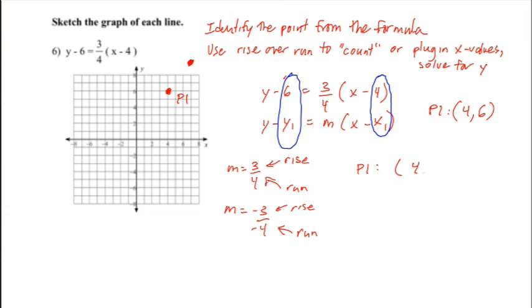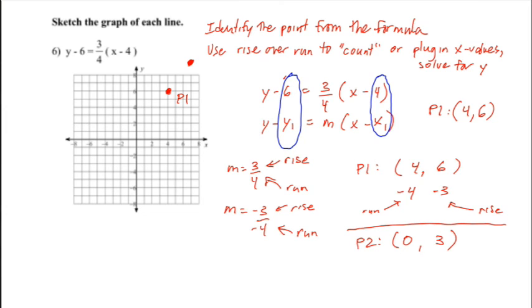Our point is 4, 6. We're going to add our run value to the x, and we're going to add our rise value to the y. And we're going to come up with P2 is equal to 0, 3. We're going to place that on our graph, 0 and 3. And this is some P2.